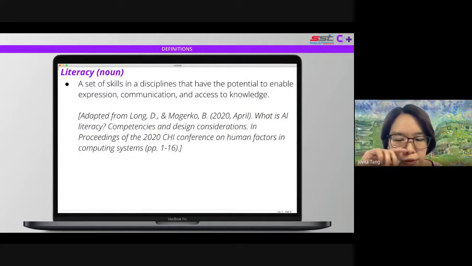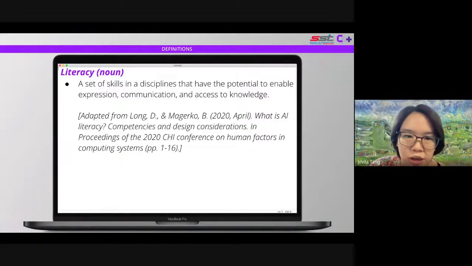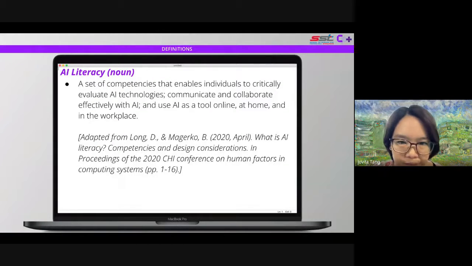Interesting. I was just sharing with my group mates that we heard a lot about how AI is being taught in a lot of schools. But I feel personally that maybe we overshot the literacy part. So literacy, as I understand, is defined as a set of skills in a discipline that have the potential to enable expression, communication, and access to knowledge. And so AI literacy, back to basics.